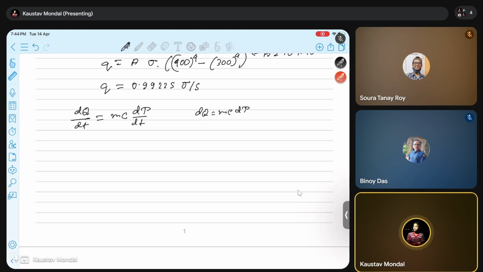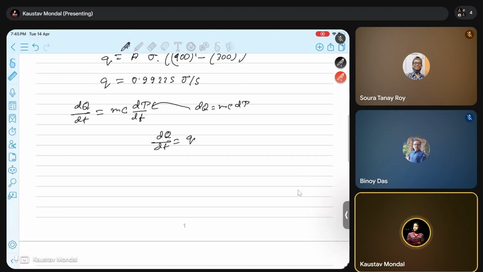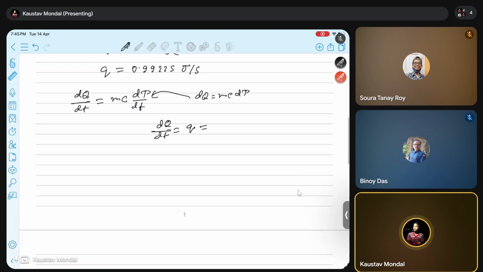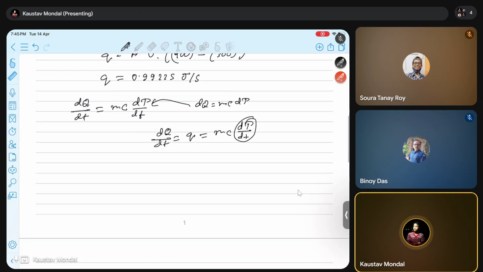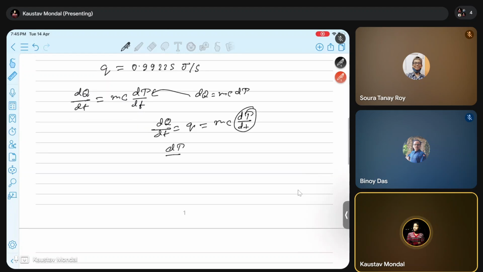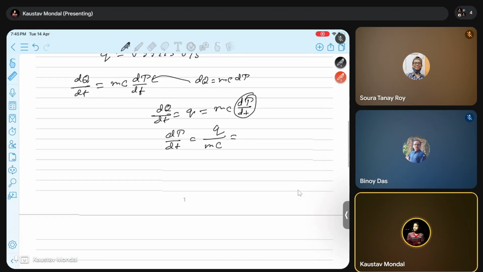So from here we know dQ/dt would be mc dT/dt. Here T is the temperature and small t is the time. So dQ/dt is nothing but the rate at which the heat is changing, that is nothing but the Q. So Q is basically mc dT/dt. This dT/dt is what we have to calculate, the rate of change of the temperature. So dT/dt is basically Q by mc. Q is this, and mass and specific heat are given.